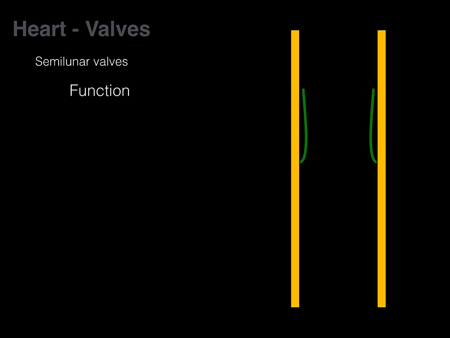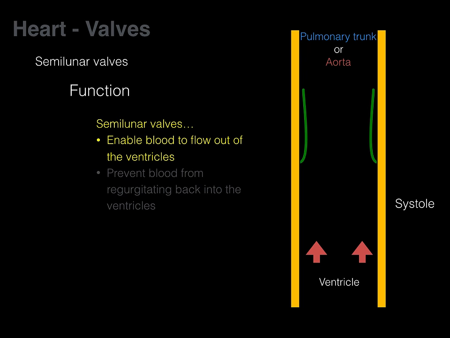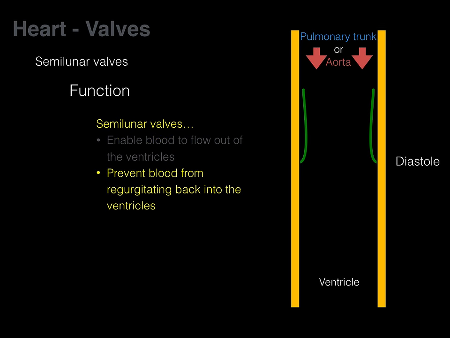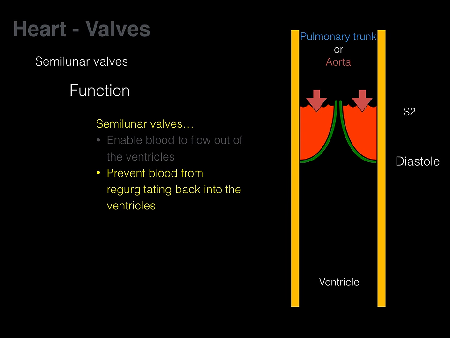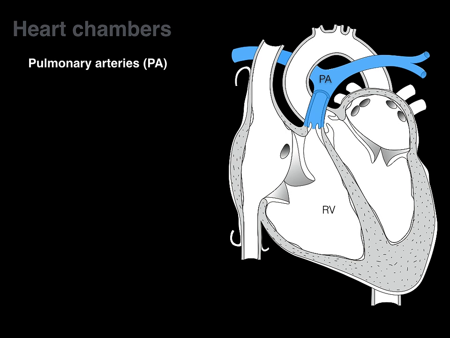So let's talk about semilunar valves now, or their function. The ventricle is below and the pulmonary trunk or aorta are above the semilunar valves. So watch what happens during systole. The semilunar valves enable blood to flow out of the ventricles, and then during diastole, prevent blood from regurgitating back into the ventricles from here to here. And whenever valves close, like slamming a door, it makes a sound. We say S2, or the second heart sound, the dub in the lub-dub, lub-dub.